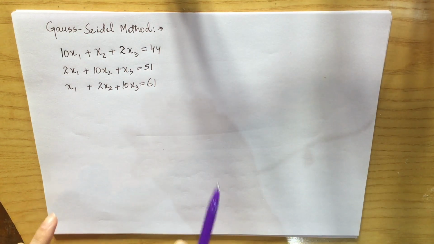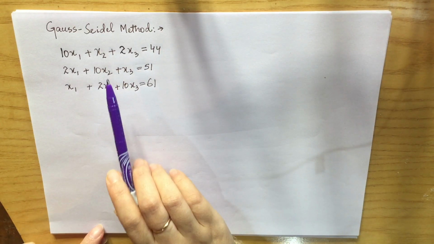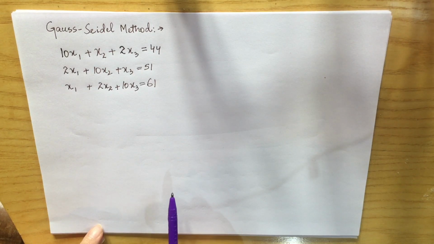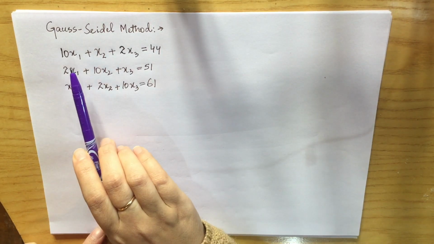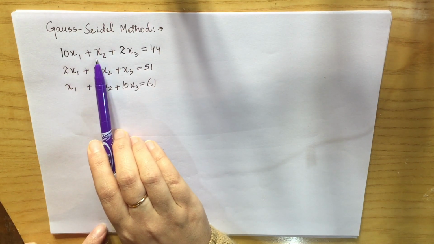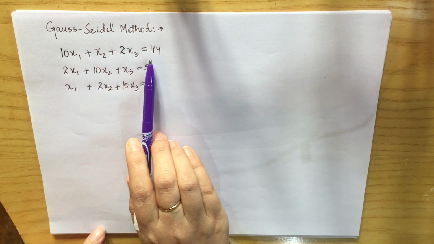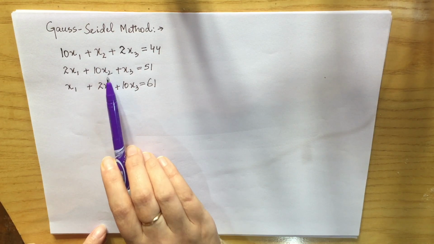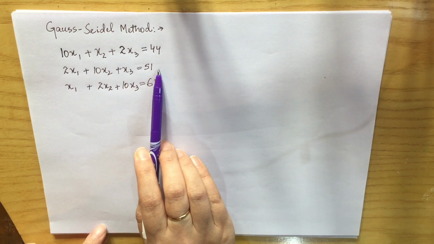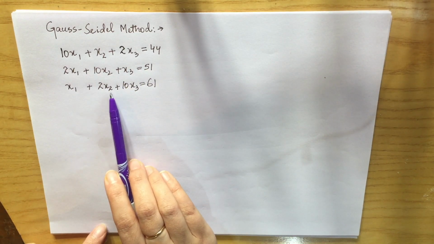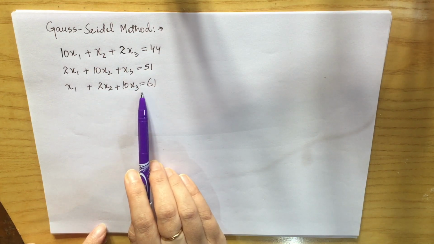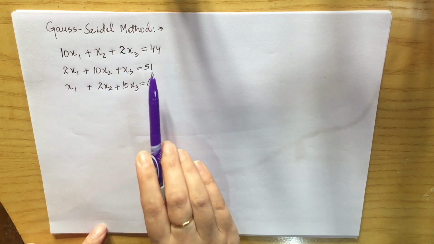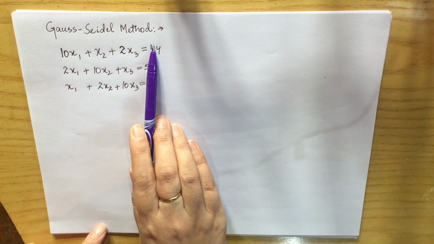So today I have taken an example of the Gauss-Seidel method which we will try to solve in this video. My problem here is 10x1 plus x2 plus 2x3 is equal to 44. 2x1 plus 10x2 plus x3 is equal to 51. x1 plus 2x2 plus 10x3 is equal to 61. Now we will solve this set of equations using the Gauss-Seidel method.